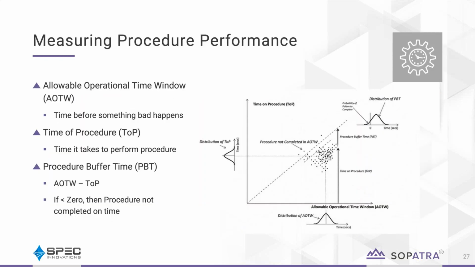The main thing is these ideas of MOPs. You need some kind of measures of performance, right? So some kind of MOPs. And obviously time is the critical factor. And so looking at that factor, these were the ones that George Mason came up with, which was the allowable operational time window. That's the time before something bad happens.